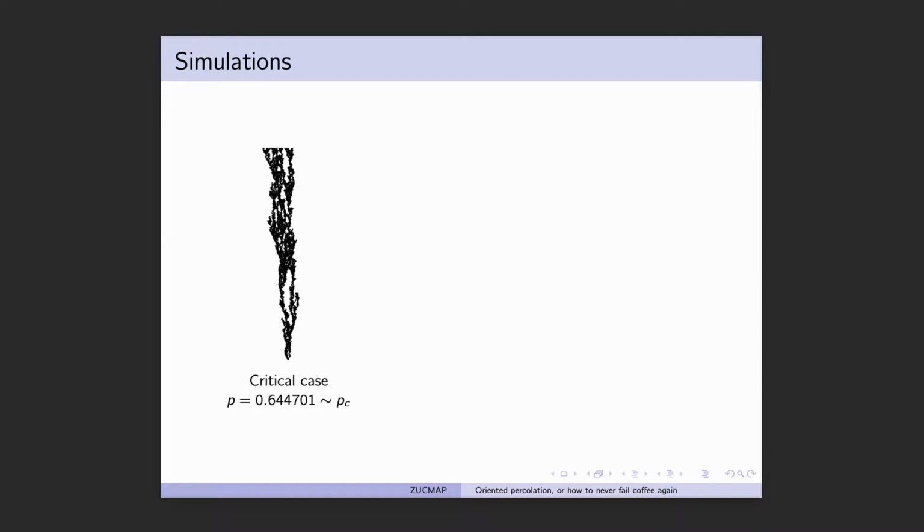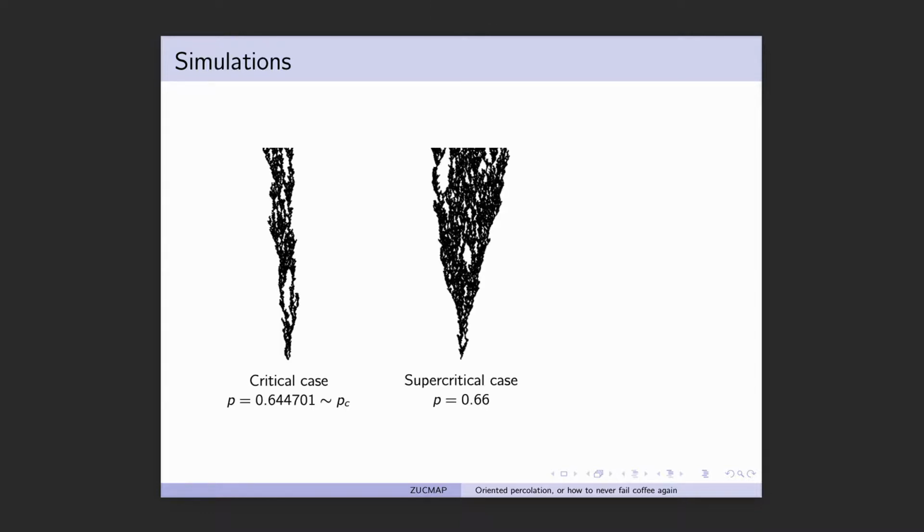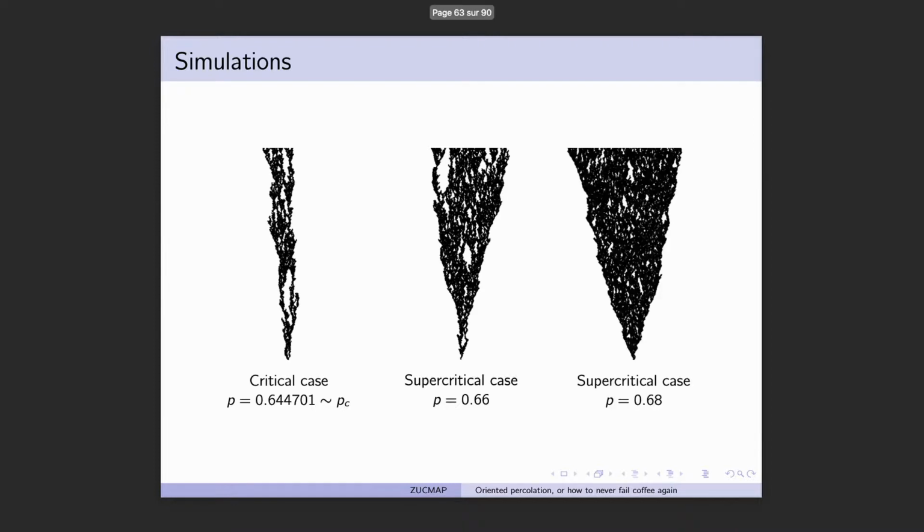And if I increase slightly the value of p, then already at p equals 0.66, I see this kind of cone, right? All the vertices I can see from 0 should describe a cone, and the angle of the cone is exactly this value alpha that I introduced before. And if I go to 0.68, then you can see it even more, this idea of angle, and it should go to alpha equals 1 when p is equal to 1.